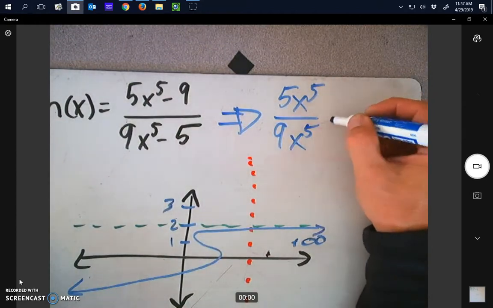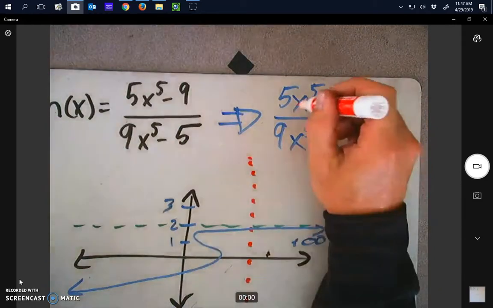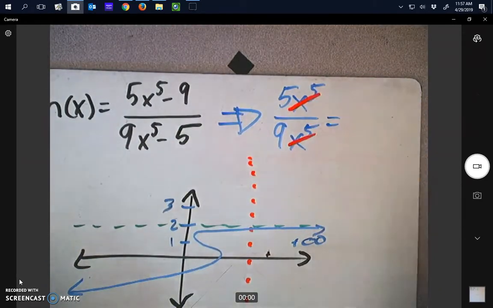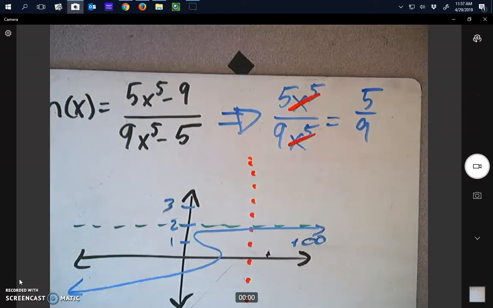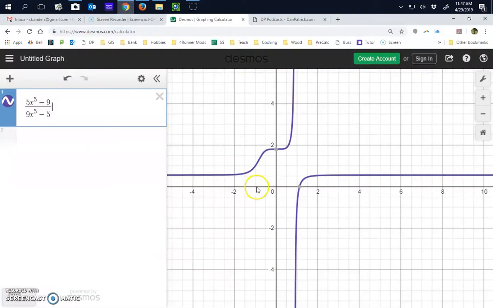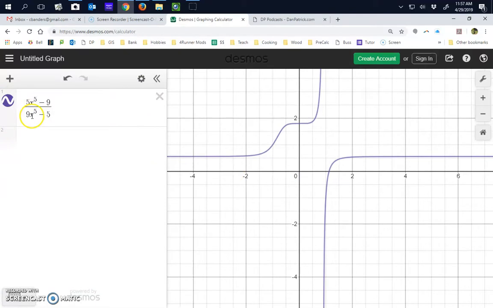Well, x to the fifth over x to the fifth simply cancels out. So those go away, and we're left with 5 over 9. And that is your horizontal asymptote: 5 over 9. I also graphed this so you can see what it would look like. So 5x to the fifth minus 9, over 9x to the fifth minus 5. You can see here that our 2 is here, our 1 is here, half is here. 5 over 9 is just over halfway, so it looks like the answer is correct.